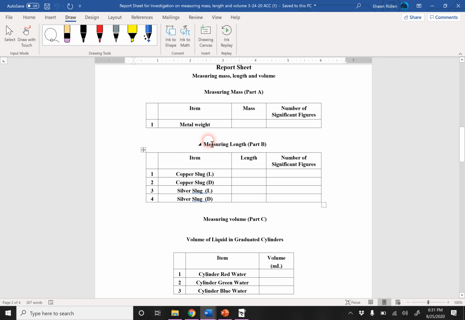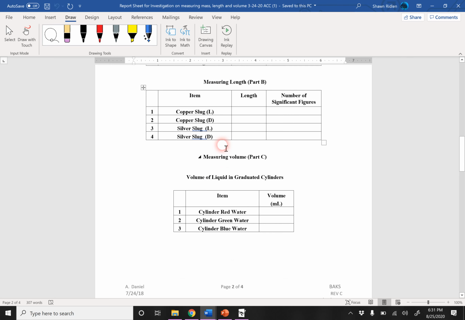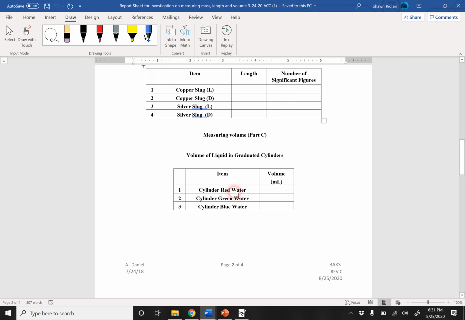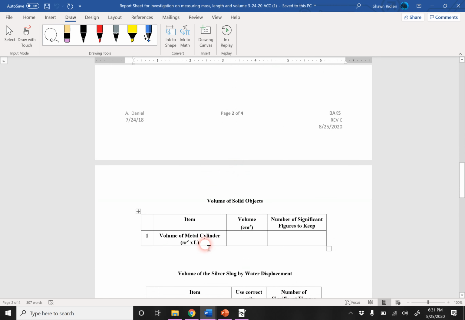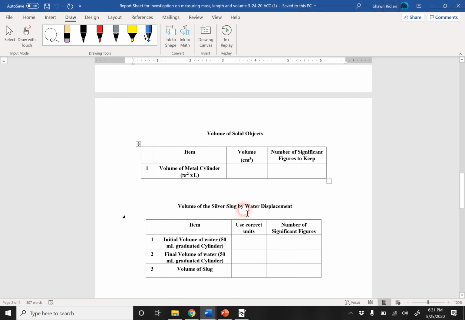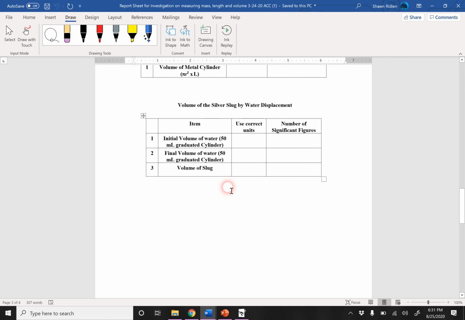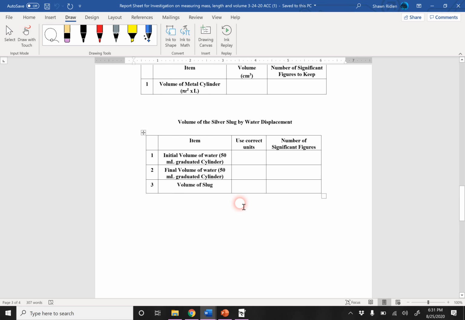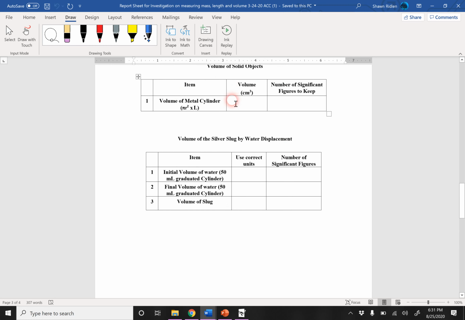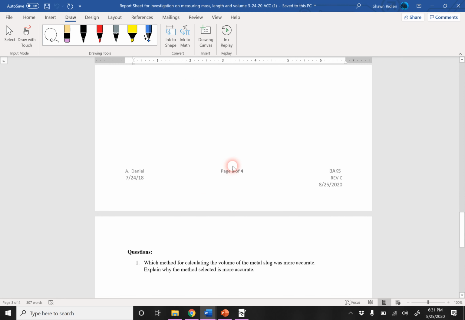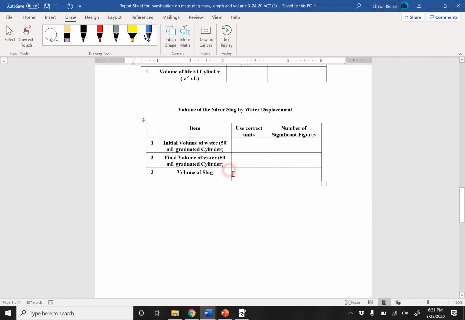Just jumping back to this, I think I said this is where you would record your volume. I'm sorry, this is obviously the length, not the volume. The only thing you need to record the volume for is the 3 cylinders and then the volume of the metal cylinder. I just wanted to clarify that. So it gives you a place to calculate it by the actual measurements, and then a place to calculate it based on the graduated cylinders. I just wanted to be clear with that.